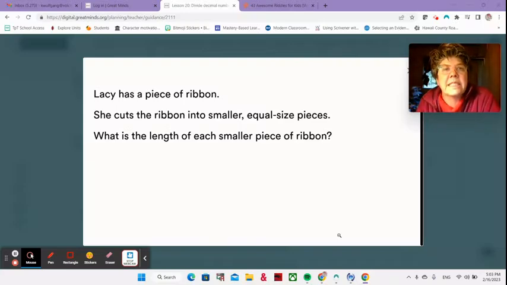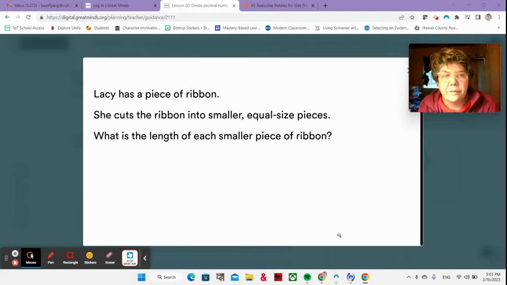Now we are on lesson 20, and in this section we will be dividing using decimals. Okay, so we have studied decimals, we have added, subtracted decimals, we have multiplied decimals, now we're dividing decimals. And we're going to start with this problem right here.